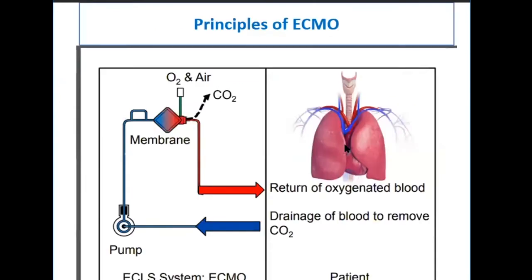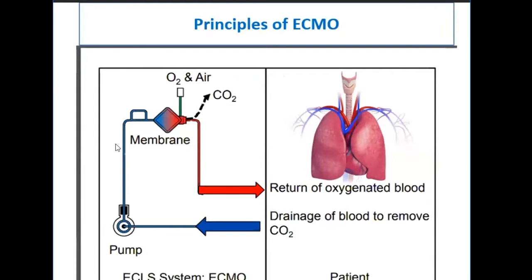Now, what is the principle of ECMO? The concept of ECMO is very simple. What we are doing in ECMO, this is the patient side. On the patient side, the blood is removed either by gravity or with the help of a pump, and this blood is coming from the patient circulation to the extracorporeal circulation. This is the first step, where the blood is drained.